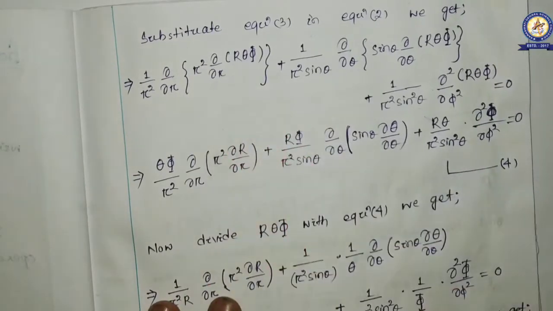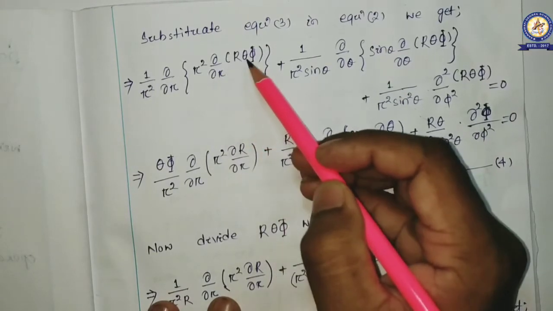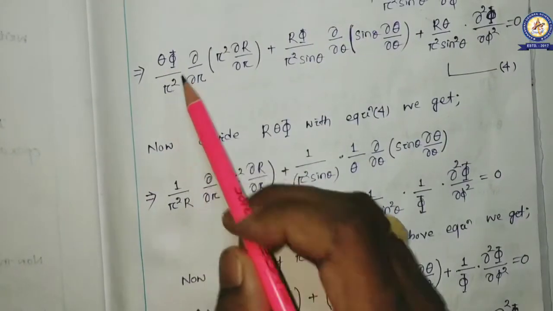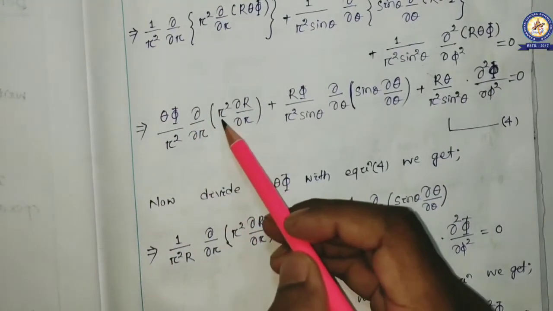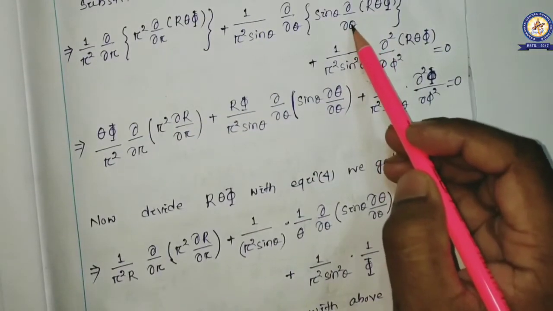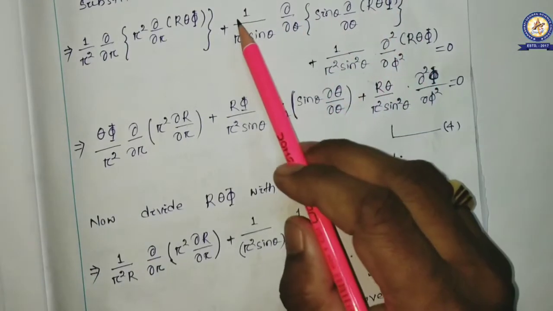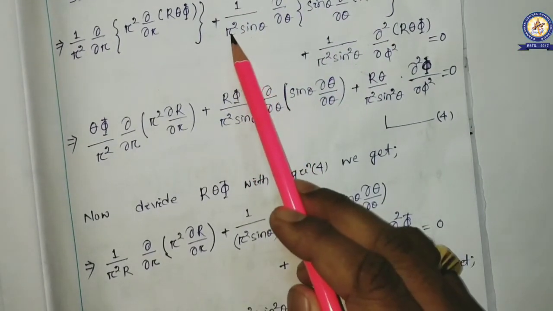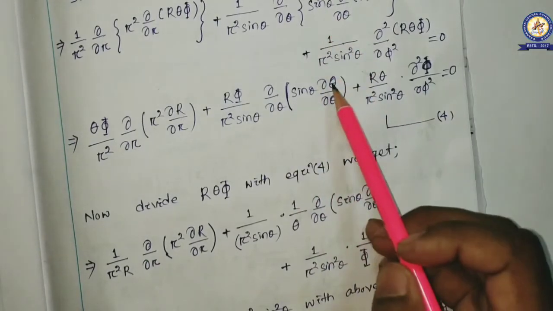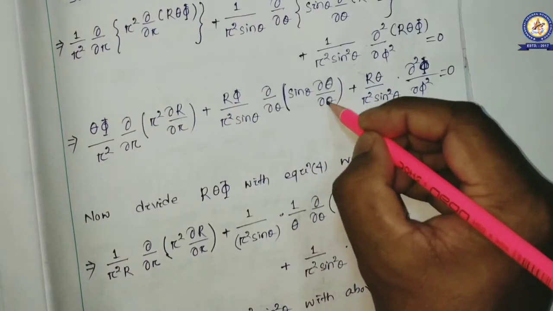So here you can see that the differentiation is del by del r, differentiation with respect to r. Hence Θ and Φ can be taken outside as constants. So ΘΦ by r square del by del r of r square del by del r of capital R. Likewise here the differentiation is with respect to θ. So R and Φ, the constants, can be taken outside. So RΦ by r square sin θ, del by del θ of sin θ del by del θ of capital Θ. Okay, this is your capital Θ, and this is the small θ.